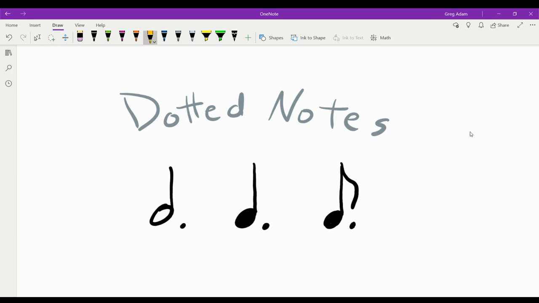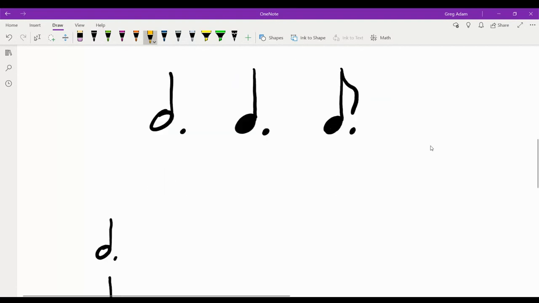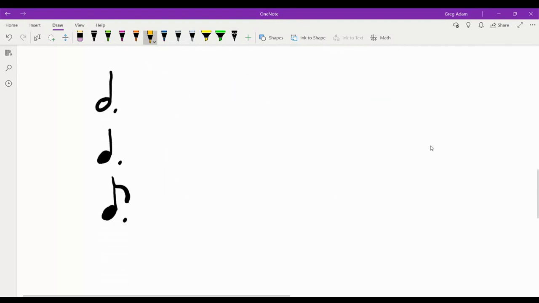So dotted notes, how do you figure out how much these notes are worth and how long should you play these notes? So let's take a look at the 3 most common notes that you will see dotted in your music. I will start off by just simply telling you how much these are worth, and then we'll get into how you figure out how much they're worth if you see different types of dotted notes.